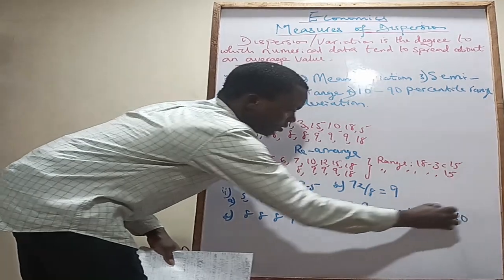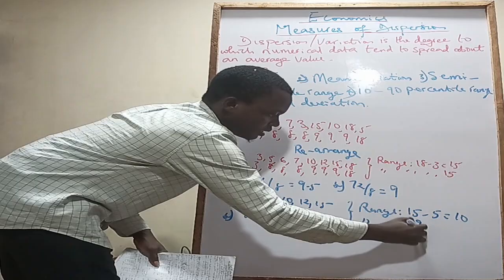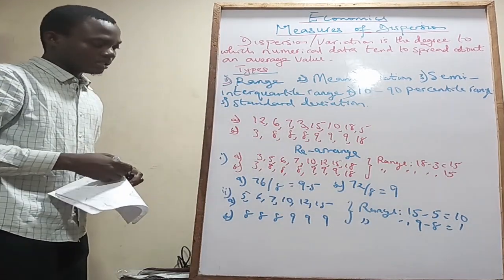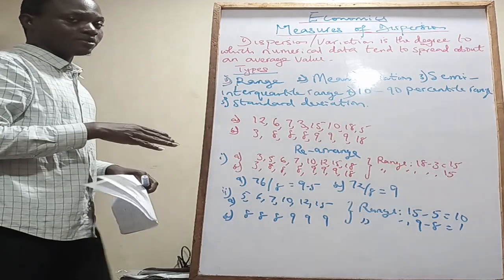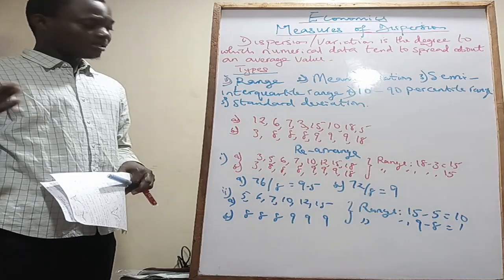equals 10, and then 9 minus 8 equals 1. So now it is clear. After eliminating the outliers, it is clear that the first set of students' incomes have more variation than the second set of students' incomes. And it is obvious.